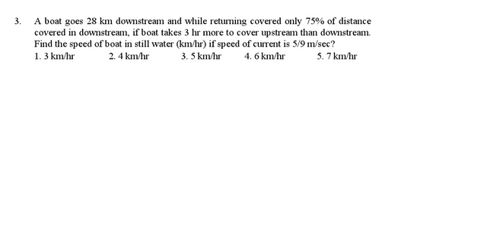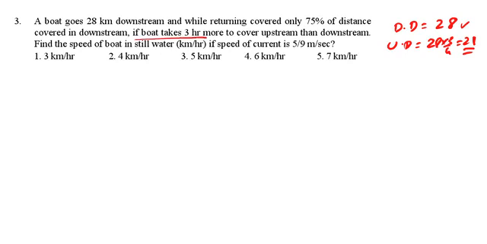A boat goes 28 kilometers downstream. While returning, it covers only 75% of the distance covered downstream. So downstream distance is 28. Upstream distance is 28 into 3 by 4, that is 21. So downstream distance is 28, upstream distance is 21.